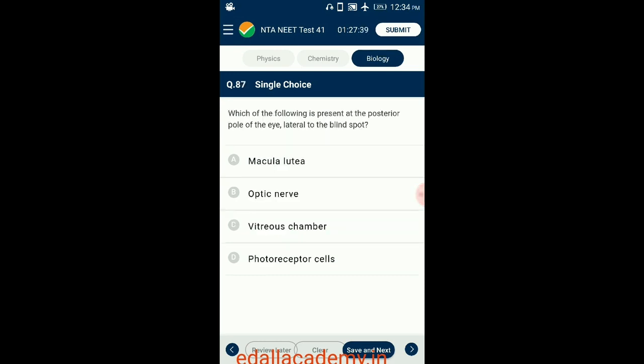Question number 87. Which of the following is present at the posterior pole of the eye lateral to the blind spot? The optic nerve leaves the eye and the retinal blood vessels enter it at the point medial to the posterior pole of the eyeball. Photoreceptor cells are not present there, and hence it is called the blind spot. At the posterior pole of the eye lateral to the blind spot, there is a yellowish pigmented spot called the macula lutea with a central pit called the fovea. So the answer for this question is option A, macula lutea.